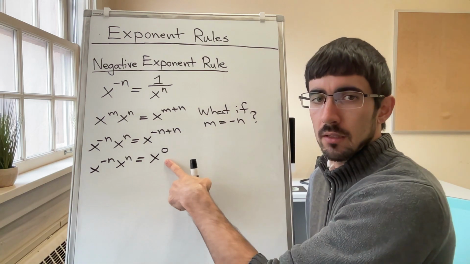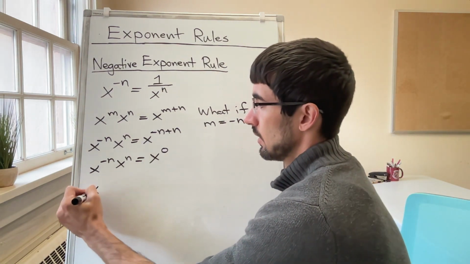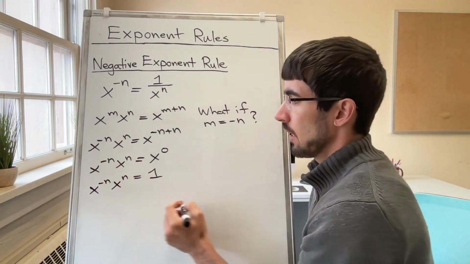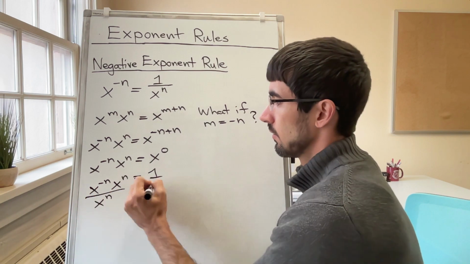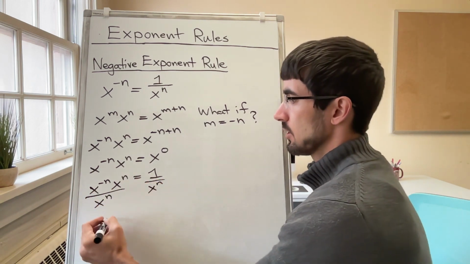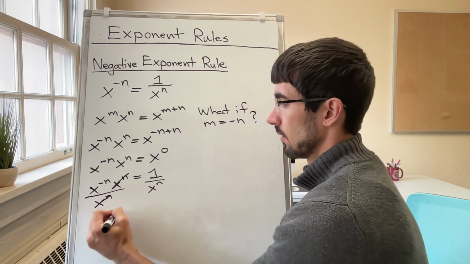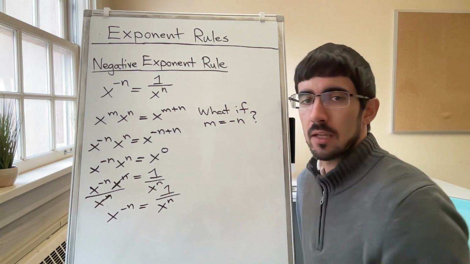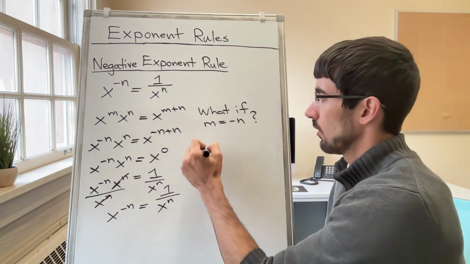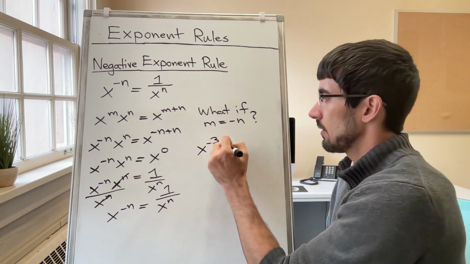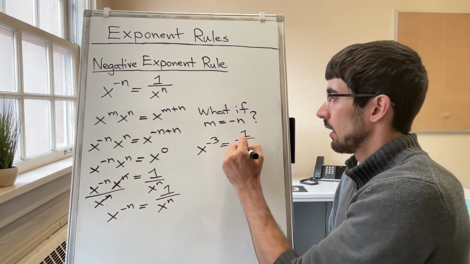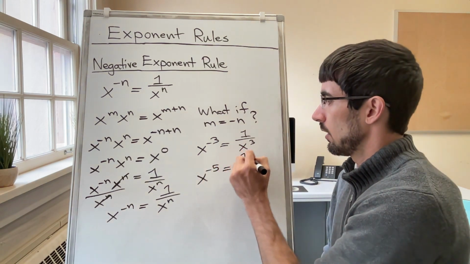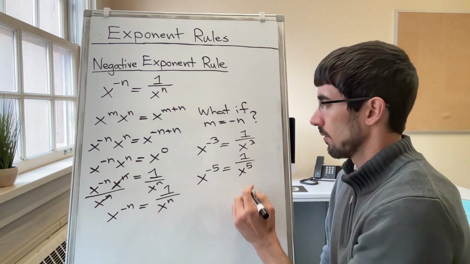Well, we've already seen that x^0 equals 1. So this amount is equivalent to 1. Now, if I divide this by x^n, on the left I just have x^(-n), and on the right I have 1 over x^n. Okay, so x^(-3) is the same as 1 over x cubed. x^(-5) is 1 over x to the 5th.